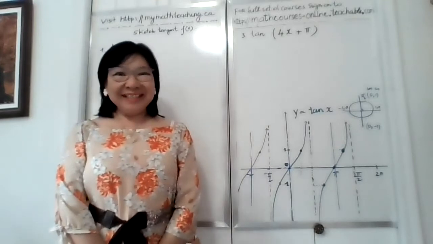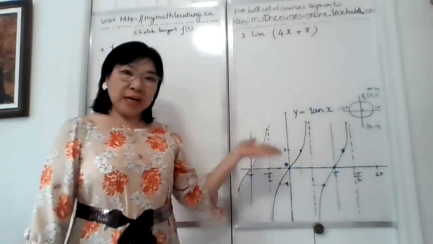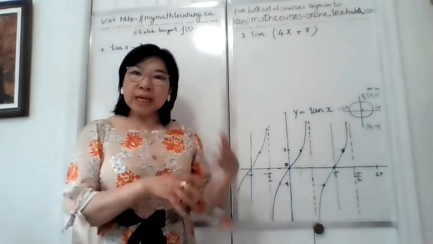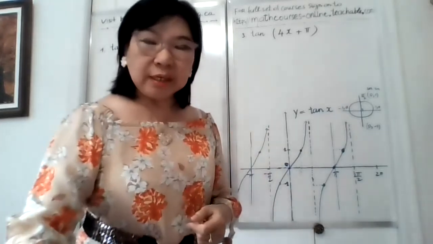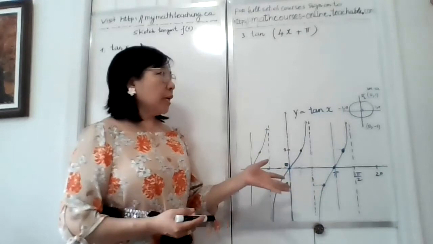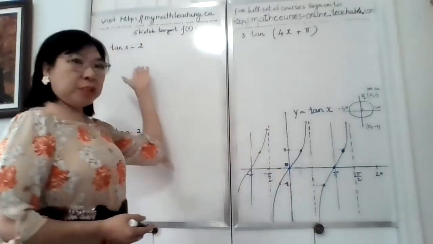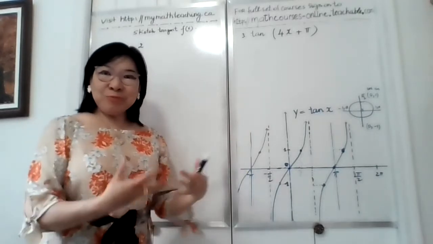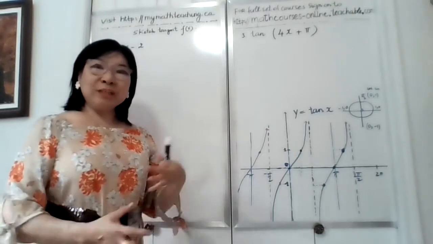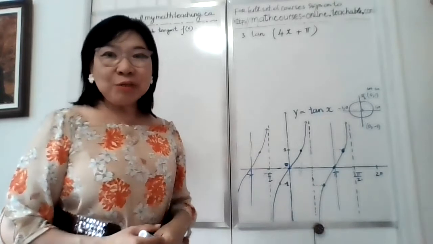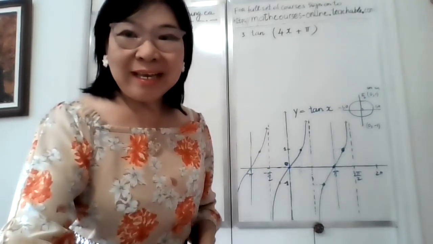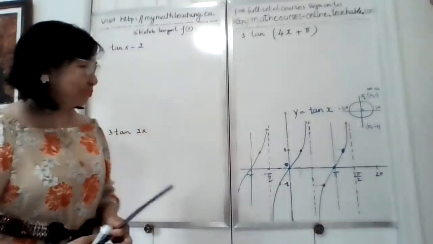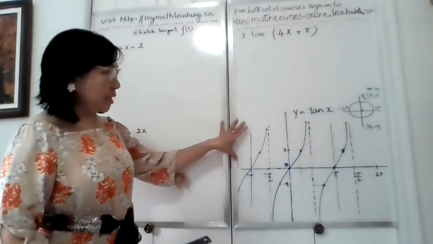So let me start with the first graph I already sketched on the board. That is the basic tangent function, which I have shown you in our first lecture. But before we sketch the transformation of tangent, I would like to review a little bit about the shape of the tangent line, so that it will be easier for us to sketch the new transformation function. Okay, so let me start with the basic graph.